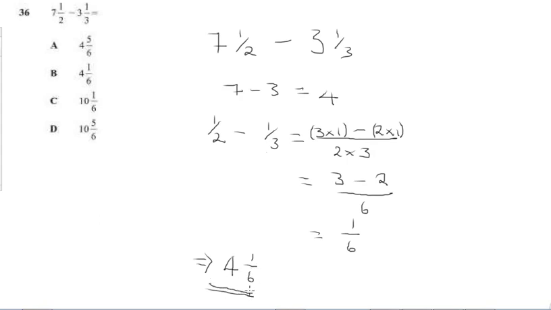Let's look at the options we've been given. We've got A, 4 5 over 6, B, 4 1 over 6, C, 10 1 over 6, and D, 10 5 over 6. Which one is the correct answer? Well, the correct answer is B, because B is the same as what we have there. So that's how we go about question number 36 in the 2015 paper, and the correct answer therefore is B. Let's look at the next question.